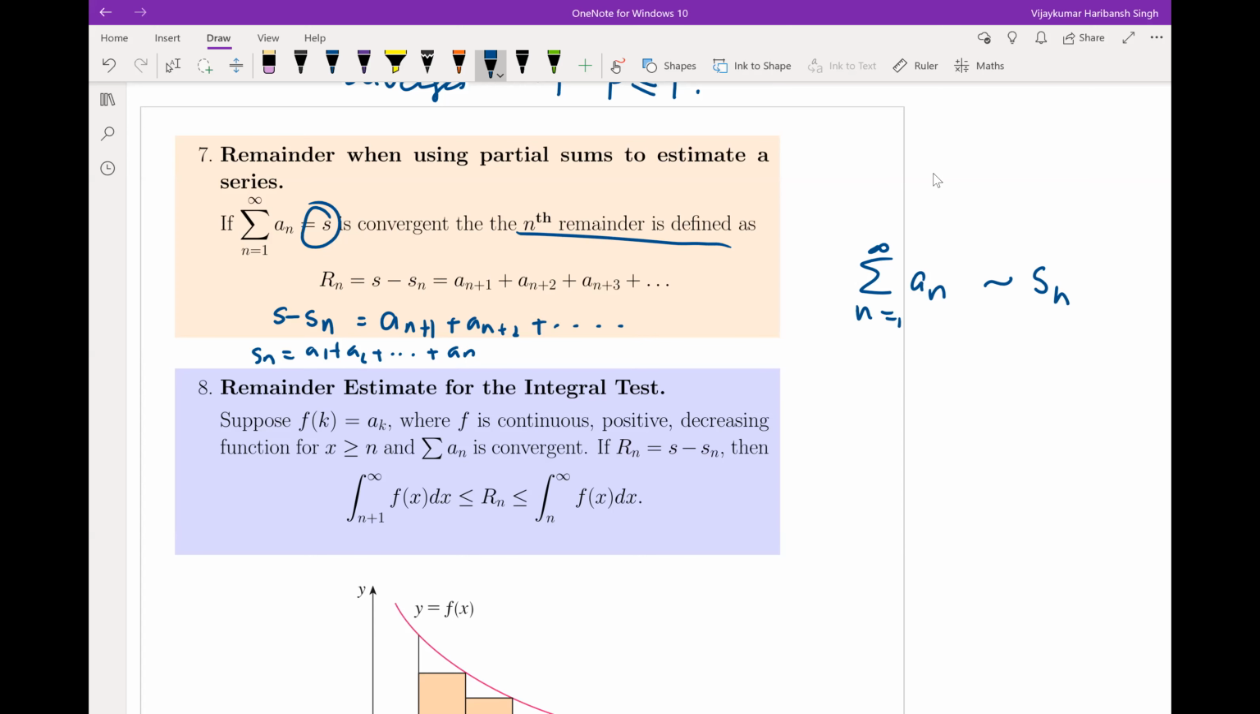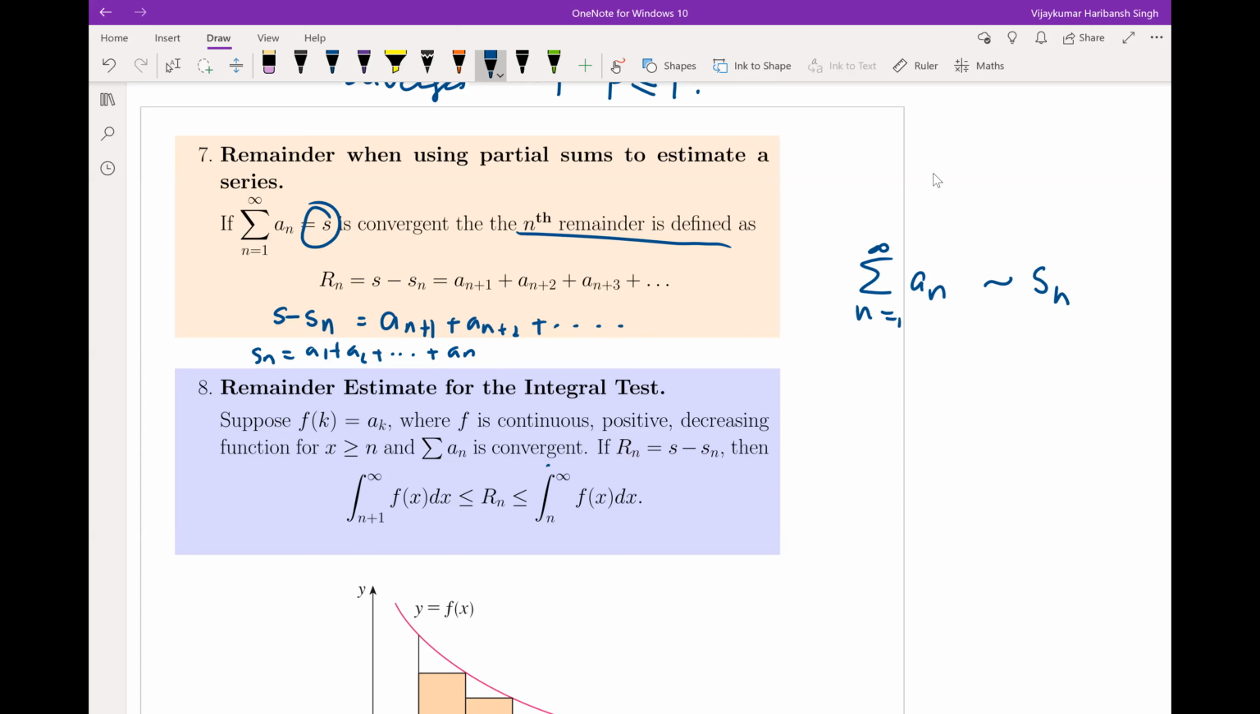So for that, we have the following. Suppose you have a function f of k equals ak, where f is continuous, positive, and decreasing for x greater than or equal to n, and the summation of an is convergent.